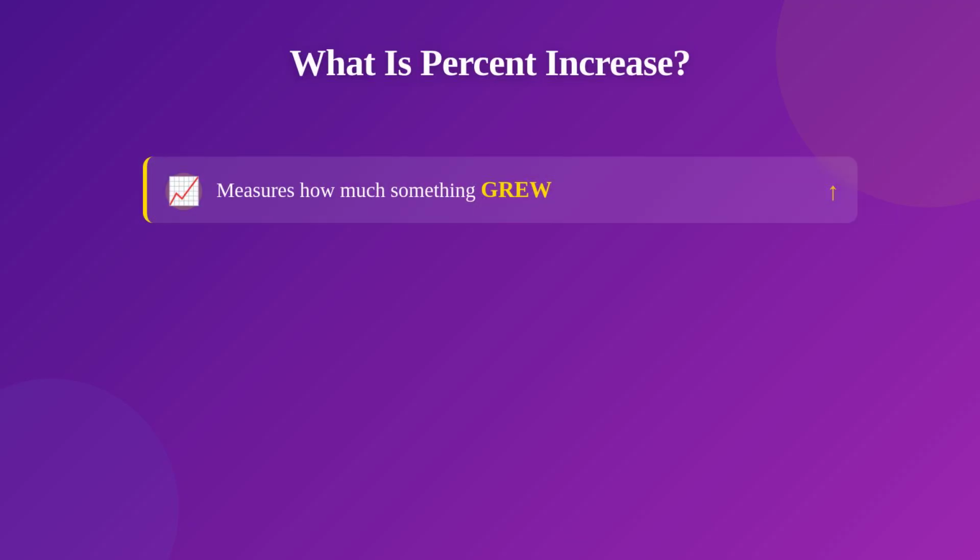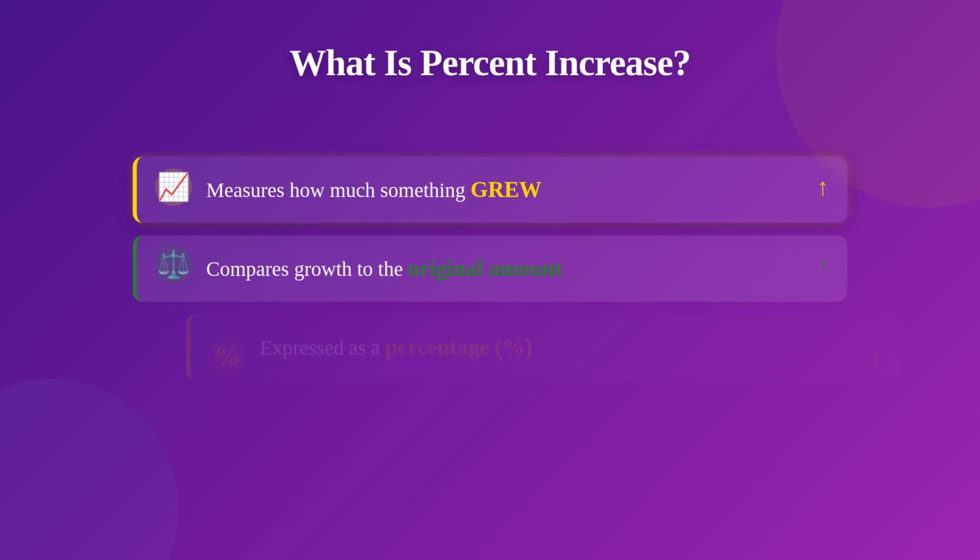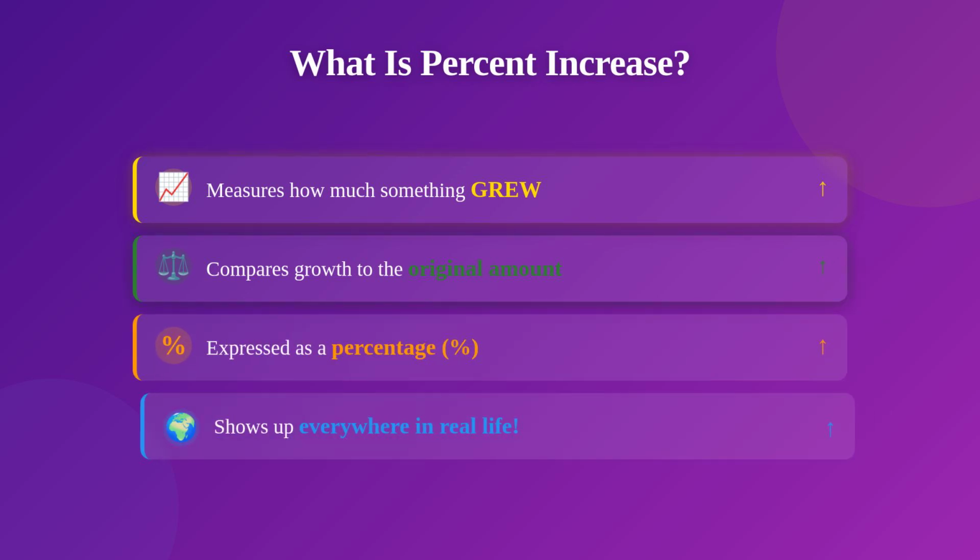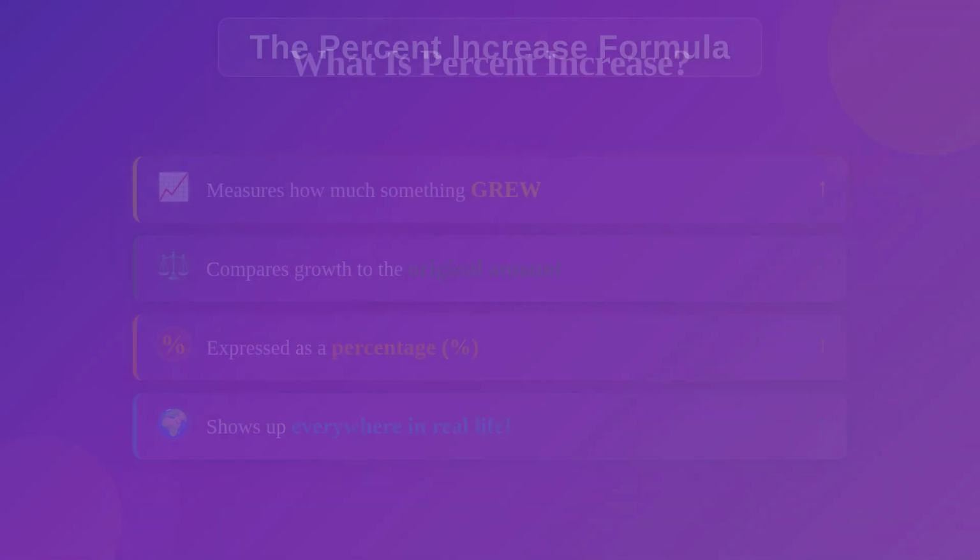So what exactly is percent increase? It's a way to describe how much something has grown compared to where it started. Instead of just saying it went up by $10, we ask, $10 is what percent of the original? That way, we can compare growth fairly. A $10 increase on a $20 item is very different from a $10 increase on a $1,000 item. Percent increase helps us see the real size of that growth. Maya sees this everywhere. Prices, sports stats, even her plant growing taller.